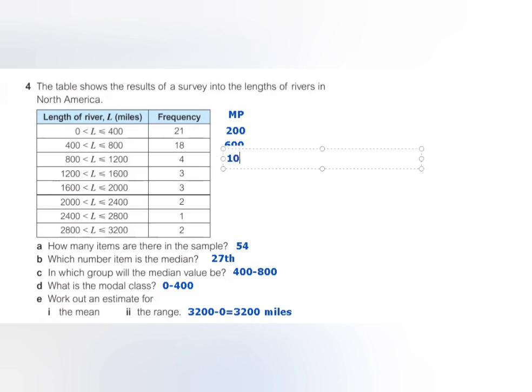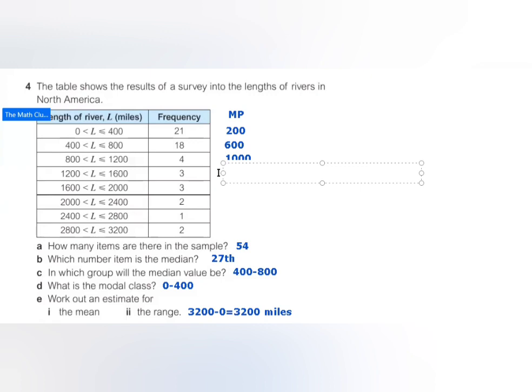I have to follow these steps, one after another, and I don't have to rush, because if I rush I will get a wrong answer. Now here we have 1200 and 1600. Same idea, I'm going to add them together. 1200 plus 1600.